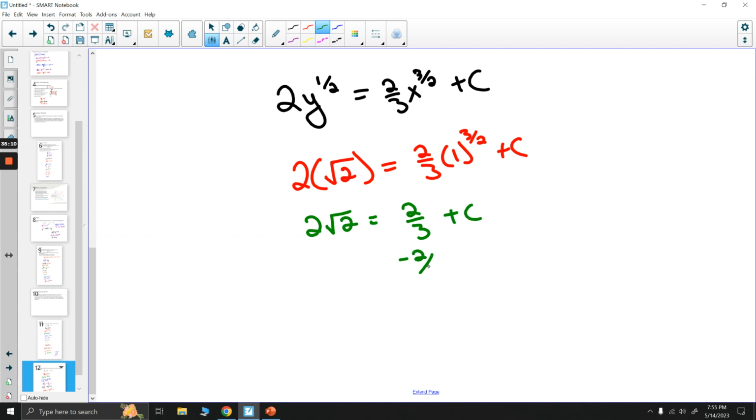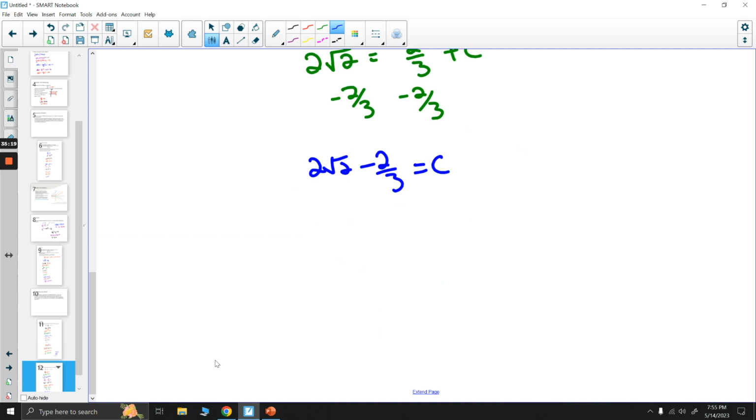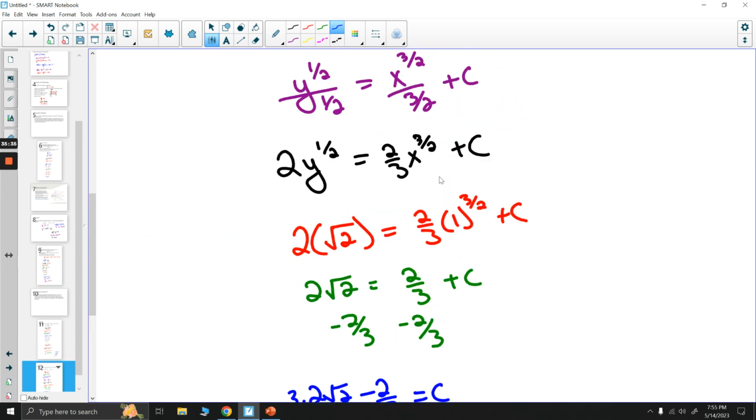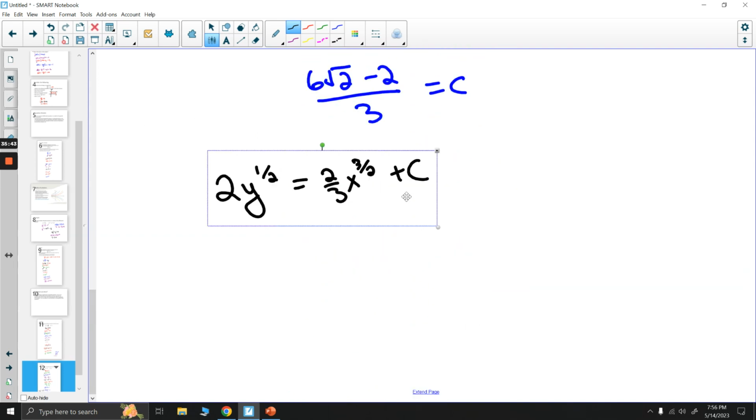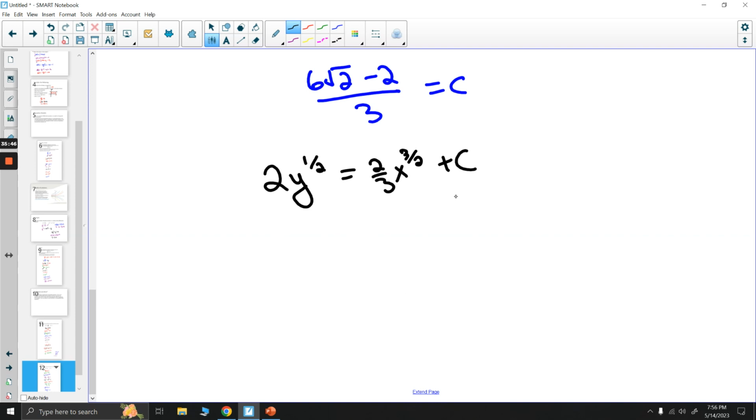So I'm going to subtract 2/3 from both sides. And we end up with 2 square root 2 minus 2 over 3 is our c. So that is to say, if we were to write this as like a 3 over 3 here, okay, we'd have 6 square root 2 minus 2 over 3. This is our c. Okay, so we have this constant here. So let's go ahead and copy this down. So we have now found our constant. Now we could also find our constant later on if we want. It doesn't really matter, but in this form it is our constant at this stage.